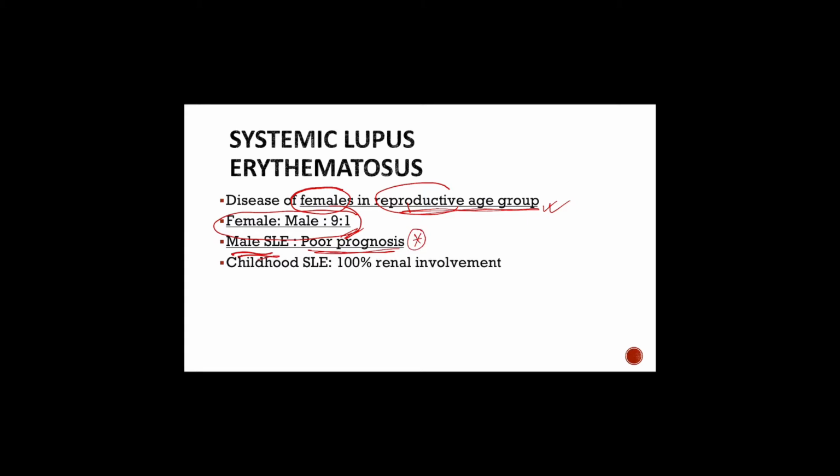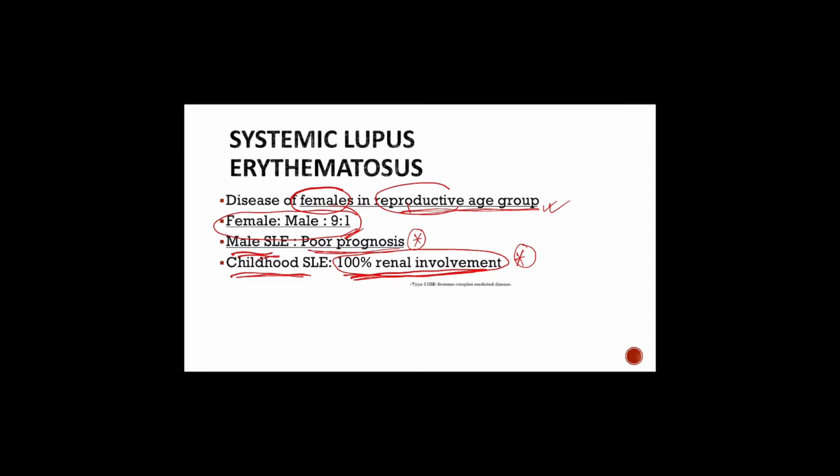There is a separate entity, childhood SLE, and you just know one thing: there will be 100% renal involvement. All I am saying in these slides is only exam oriented and to the topic. Okay, so just remember the facts. These are facts, nothing else, and these can come as MCQ. Okay, childhood SLE, there will be 100% renal involvement. I always try to keep the subject simple and to the point. Okay.